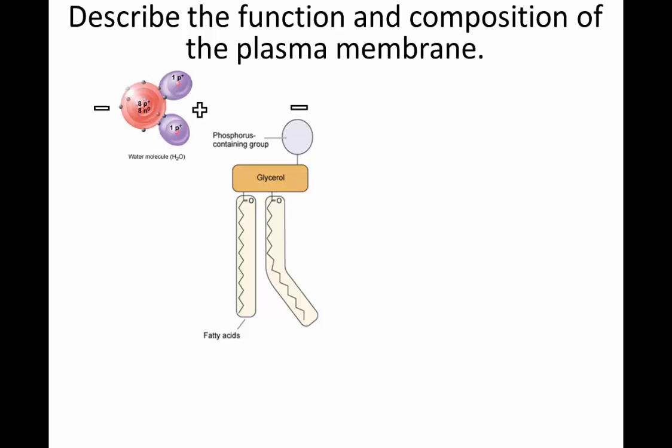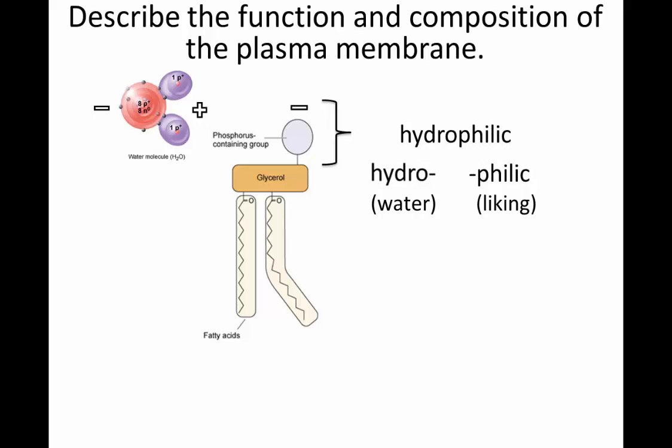Water molecules, as you may remember, have a negative and a positively charged side, and so the positively charged side of the water molecule is actually attracted to this phosphorus-containing group. The term for this attraction is hydrophilic. This side of the molecule is hydrophilic. Hydro refers to water, and philic refers to liking. This side of the phospholipid likes water because it has a negative charge, and the water molecule, having a positive side to it on the hydrogen side, is attracted towards that phosphorus-containing group.